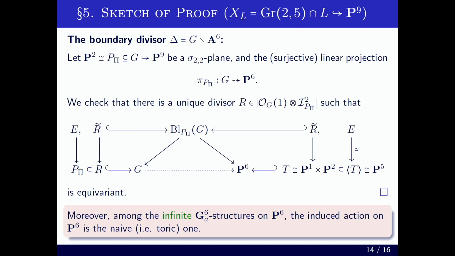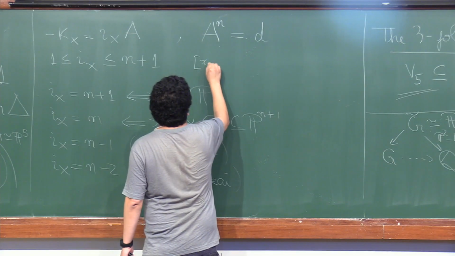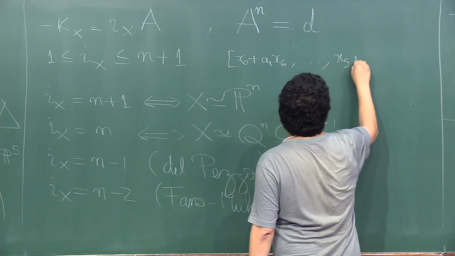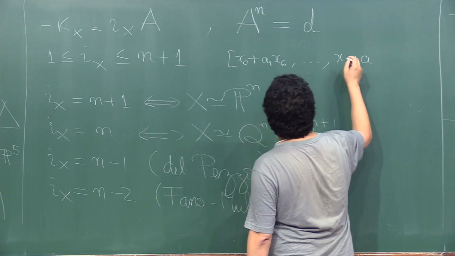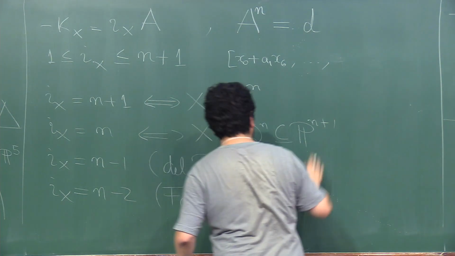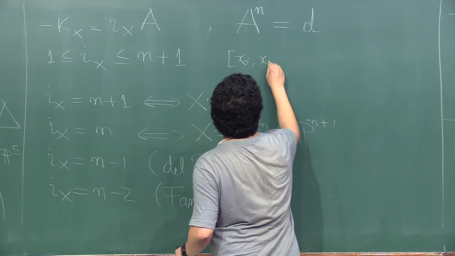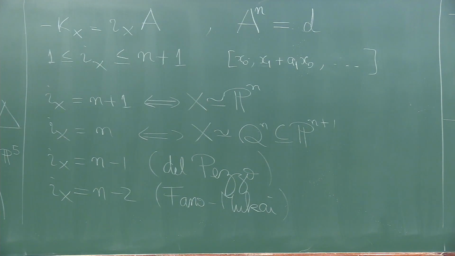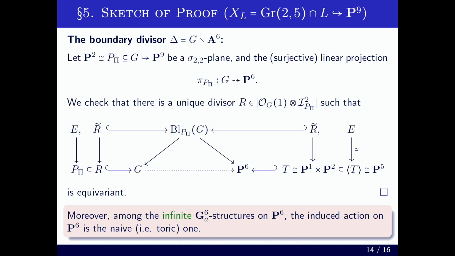This is actually the naive one that I told you: pick a coordinate and use it to sum, just say x0 plus a1 x6, x5, then x1 plus a1 x0, and so on. The naive additive structure. Just pick a variable and use it to sum. Among all the possible structures on P6, this is the one that you get.